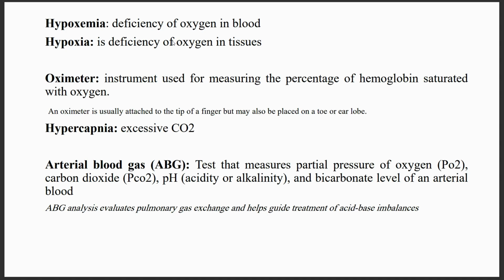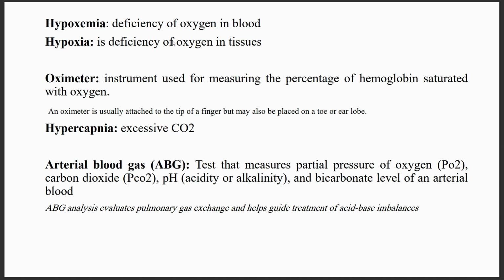Oximeter, an instrument used for measuring the percentage of hemoglobin saturated with oxygen. An oximeter is usually attached to the tip of a finger, but may also be placed on a toe or earlobe. And then we got hypercapnia. This means excessive carbon dioxide, or CO2. And capnia means carbon dioxide, hyper means above average or above normal.